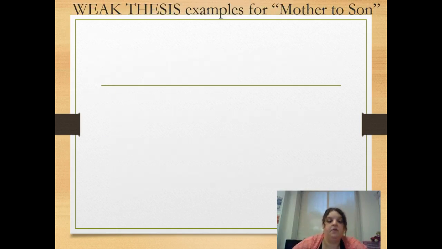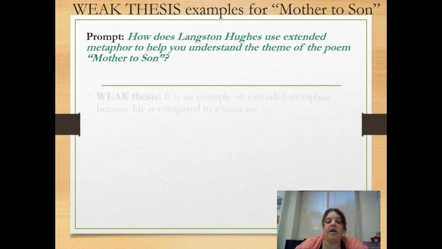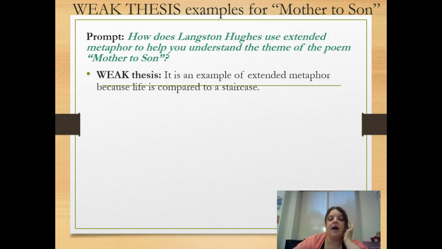Okay. So here's an example of a weak thesis. Okay, so how does Langston Hughes use extended metaphor to help you understand the theme of the poem Mother to Son?